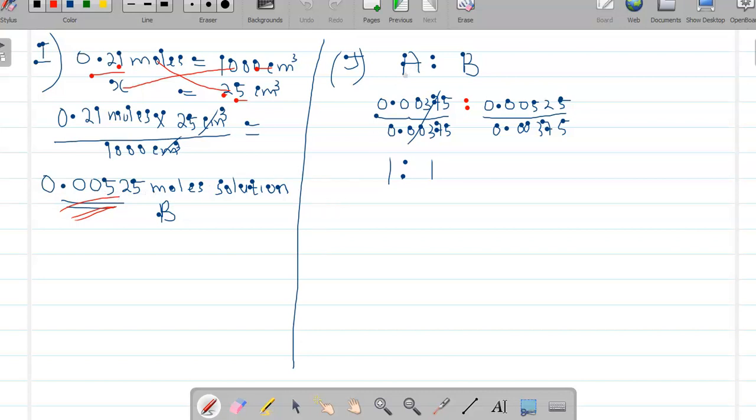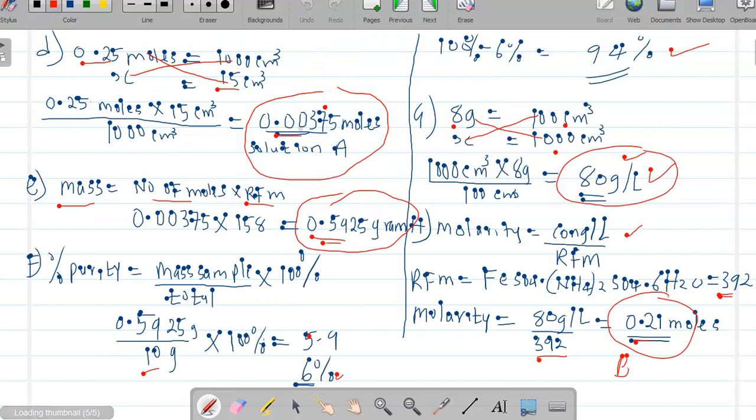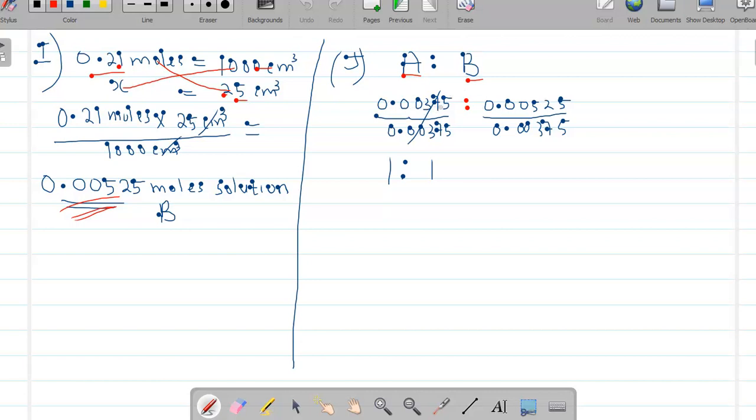So to get the mole ratio A to B is equal to, the moles of A, like I said, it is this one, 0.00375, to the moles of B, which is 0.00525, which is the number of moles of solution B. Then you look now at the smallest value here and here. You compare these two moles, the moles of A and the moles of B. Which one is less in value?